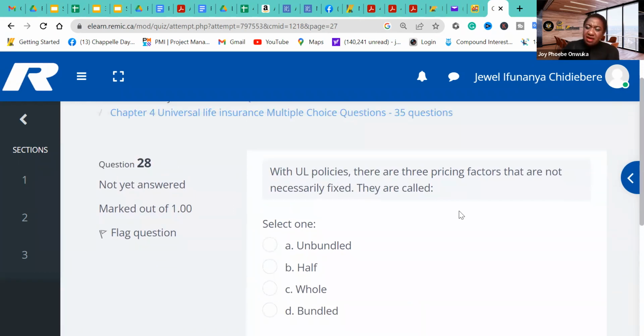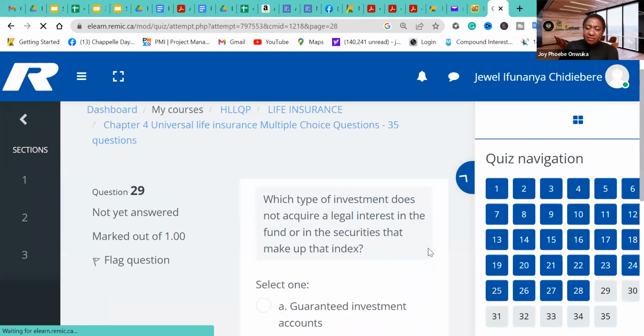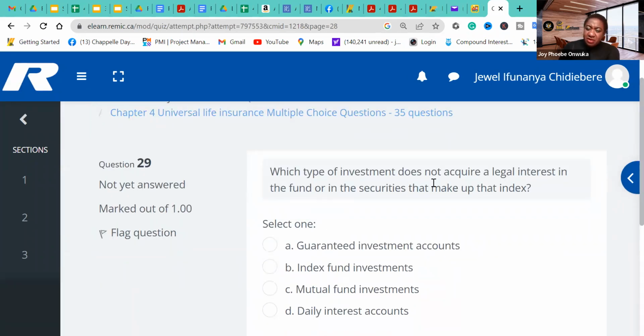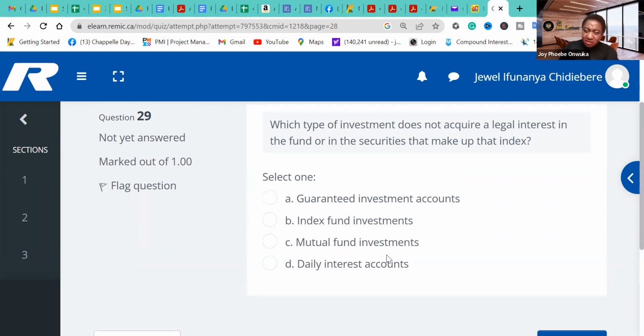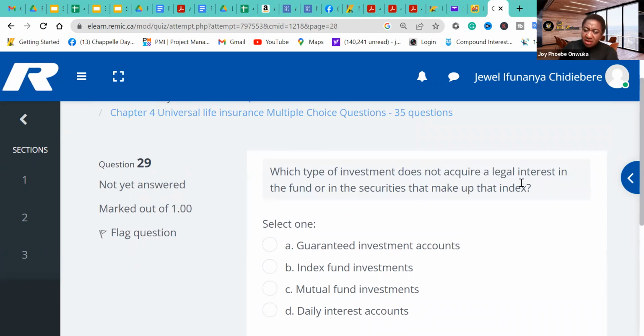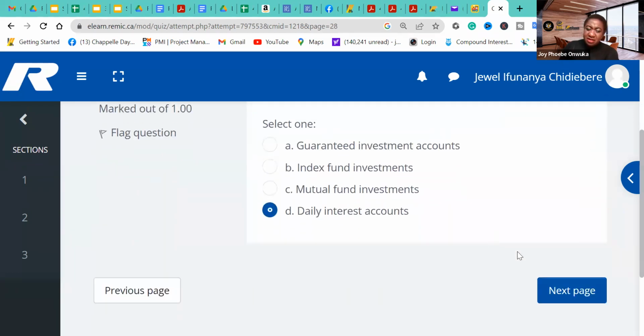Question 28. With UL policy, there are three pricing factors that are not necessarily fixed. They are called unbundled. Yeah. All right. Which type of investment does not acquire a legal interest in the fund or in the securities that make up the index? Guaranteed investment account, index fund investment, mutual fund investment, treasury. I have no idea. I'll just get daily interest account and then we'll see.